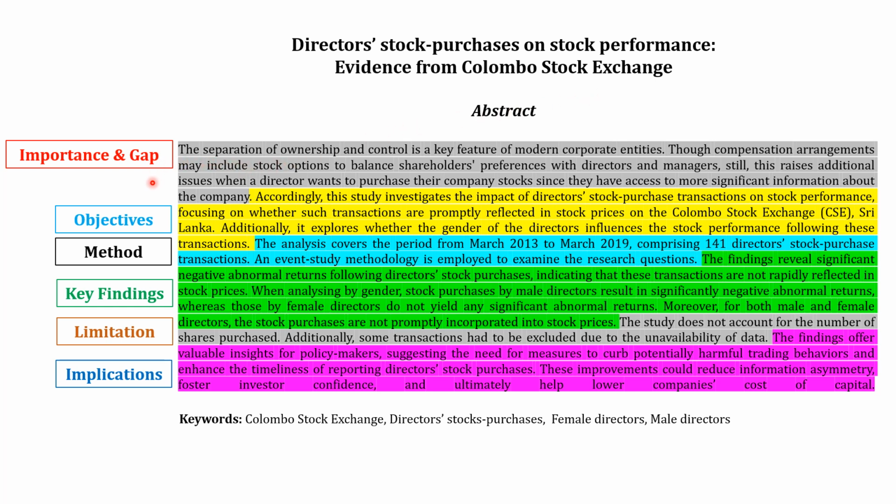Now you can see this is an example of an abstract, and these are the main elements that you need to consider when you write an abstract. Here you can see the importance and gap, objective or objectives, method or methods, and key findings. You should also include the limitations most of the time, then the implications.